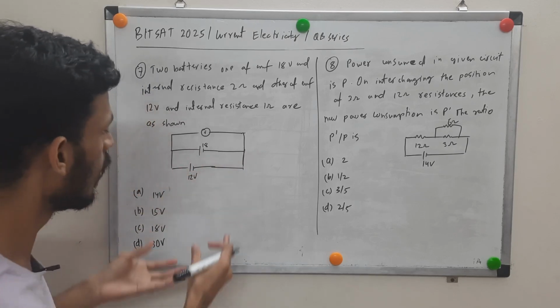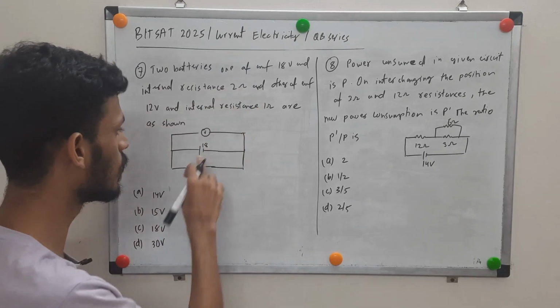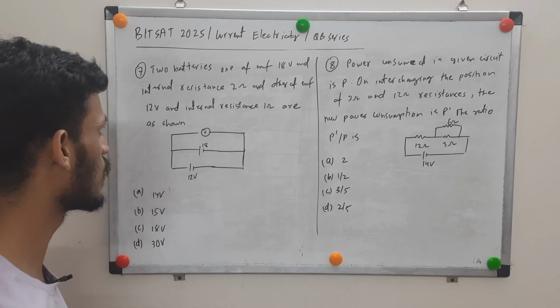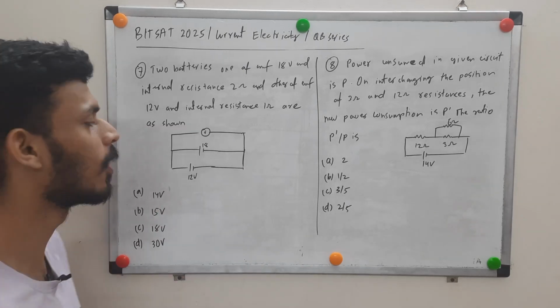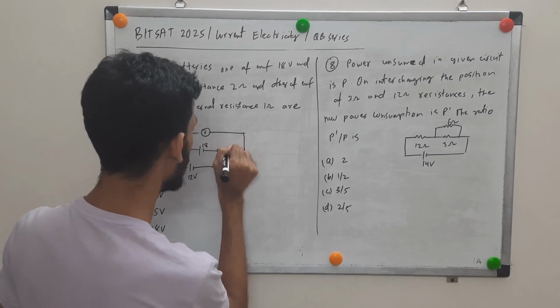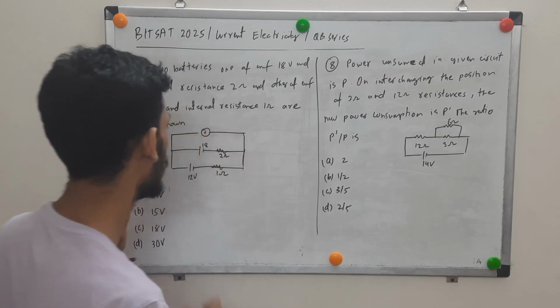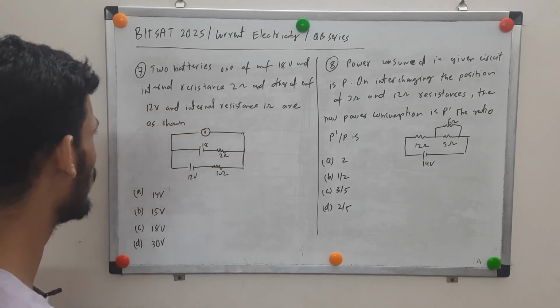You might jump into the circuit directly, but here they have given the internal resistances, so you are supposed to consider that as well. They might not show it altogether. So here, this one has a 2 ohm resistor, and this one has a 1 ohm resistor, right? So that is the accurate picture over here.